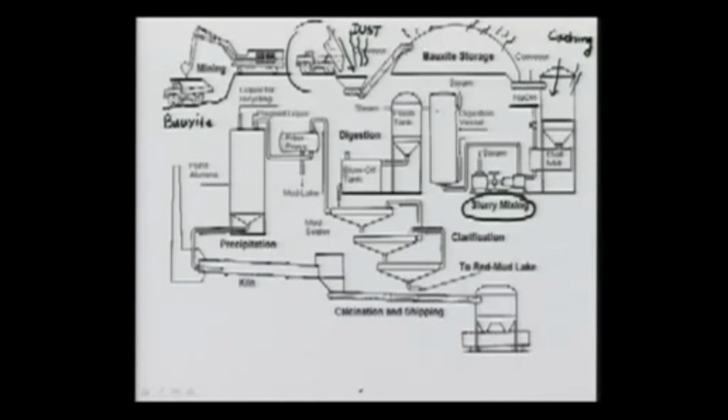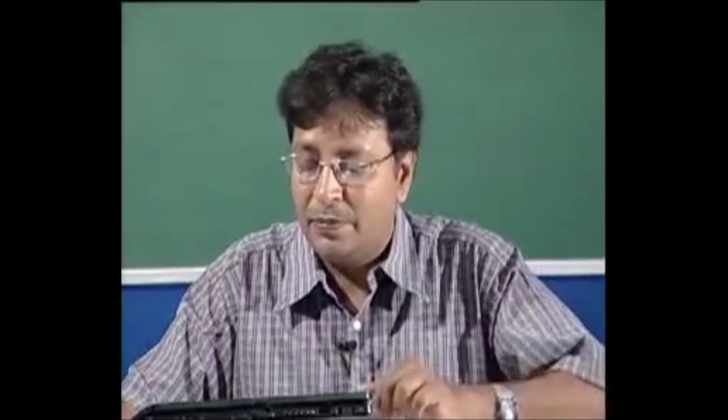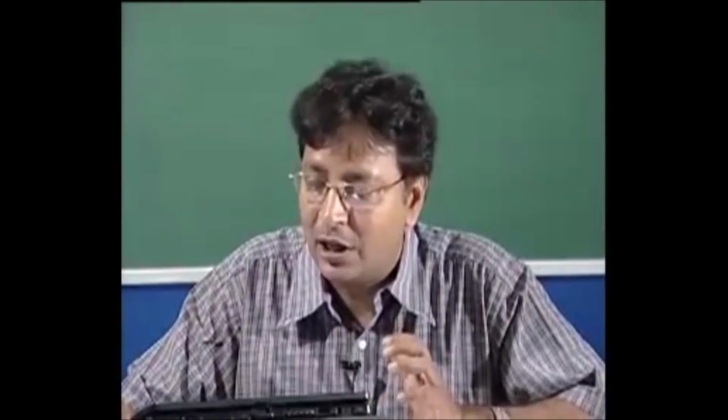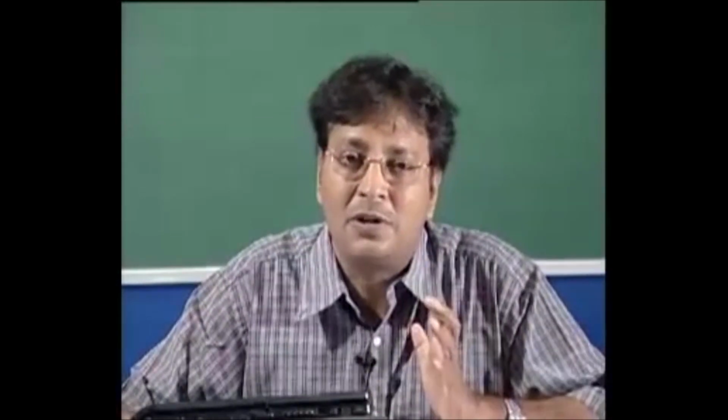Let me indicate the digestion vessel. This is my digestion vessel, the container that you see, and in the digestion vessel what happens is digestion. Let me explain what digestion really is. In digestion we are trying to dissolve the alumina part into the NaOH, and the other impurities will not be dissolved. So basically we are doing a phase transfer.